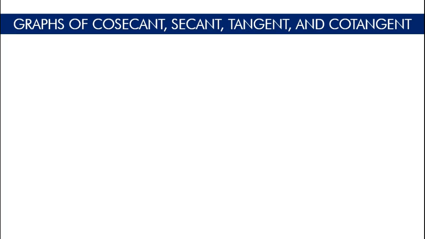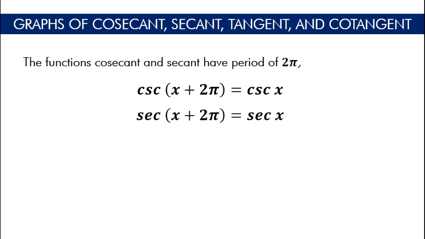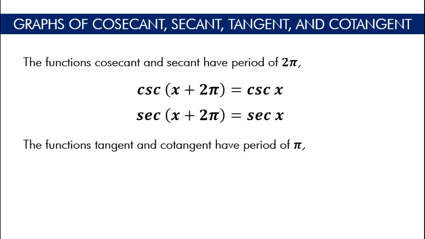Okay, so for the graphs of the cosecant, secant, tangent, and cotangent, we need to follow this. The functions cosecant and secant have a period of 2 pi. So, given that, cosecant x plus 2 pi is the same as cosecant x, and then secant x plus 2 pi is the same as secant x. In addition, for the tangent and the cotangent, the period is pi.